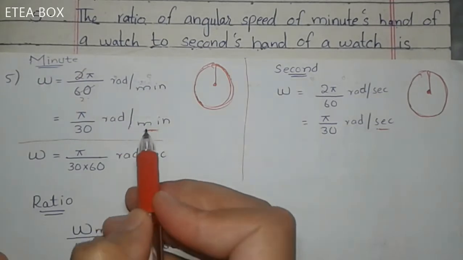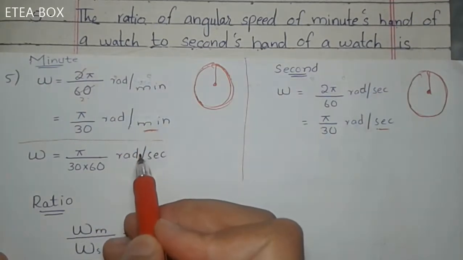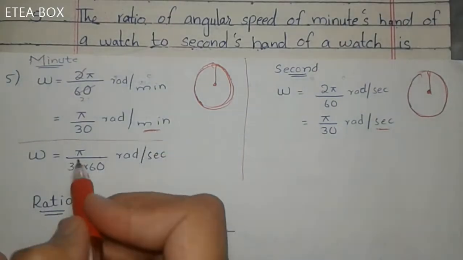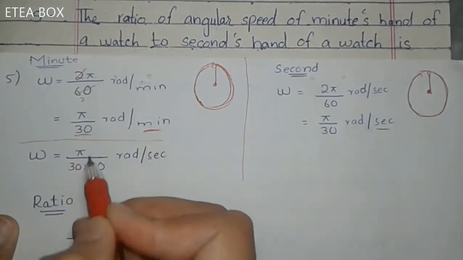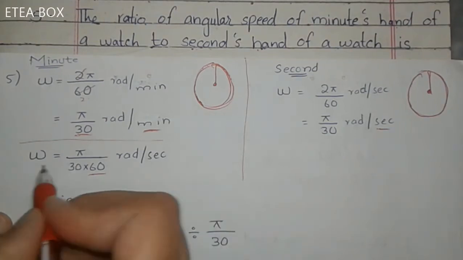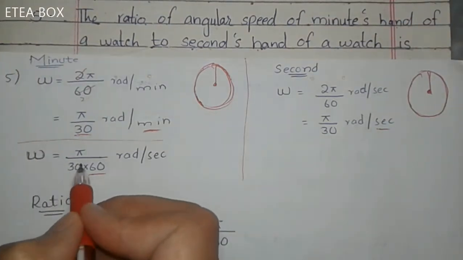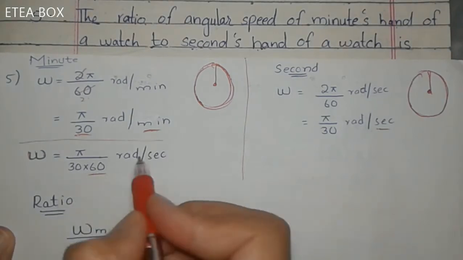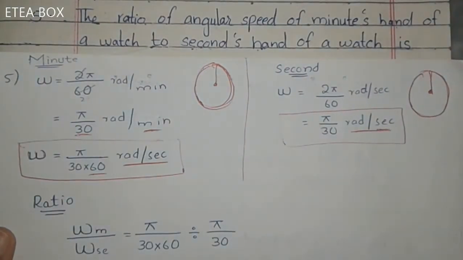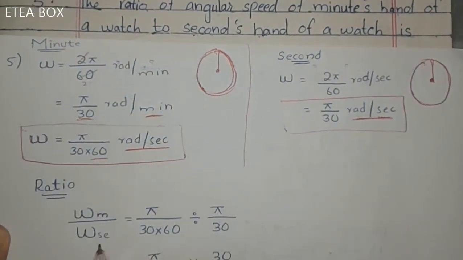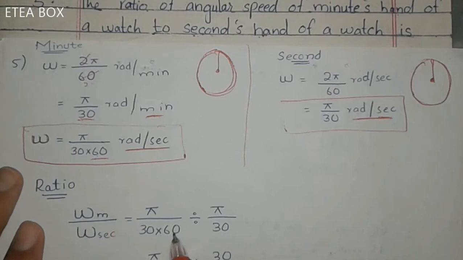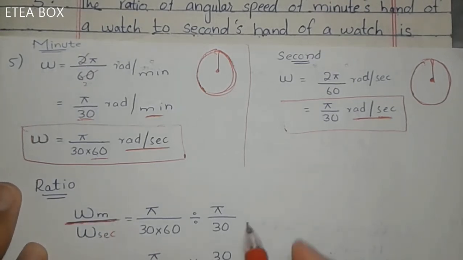What we have to do is just convert this minute into second. In order to find the ratio, you have to make the units the same. So here you have to convert minute into second. Now look, we know that 1 minute contains 60 seconds. Now 30 multiplied by 60, so the angular speed of the minute hand is pi by 30 multiplied by 60. Now look, these units have become the same. Now find the ratio: angular speed of the minute hand divided by angular speed of the second hand. The angular speed of the minute hand is pi divided by 30 multiplied by 60, and here this one I can write like division.